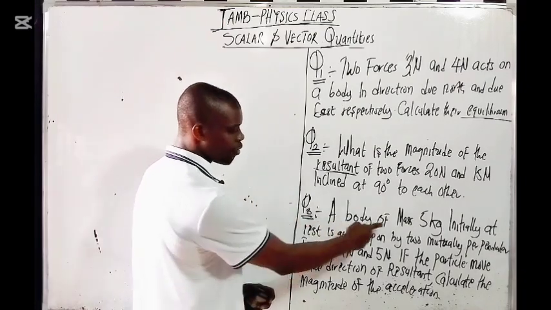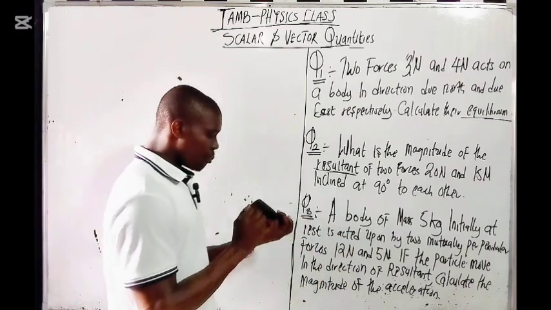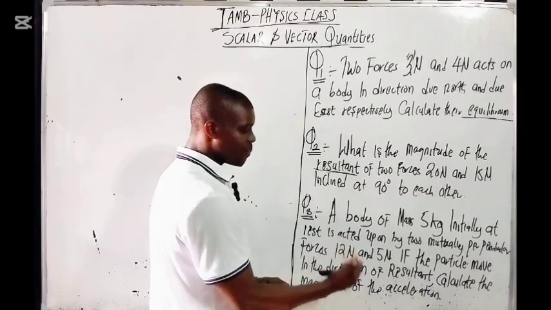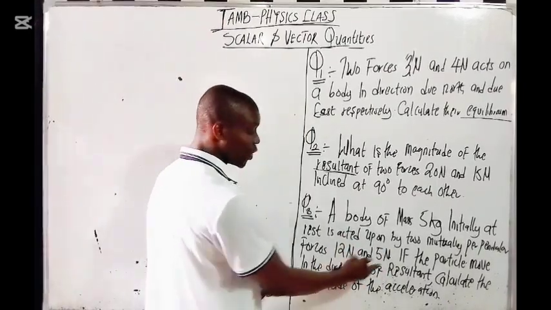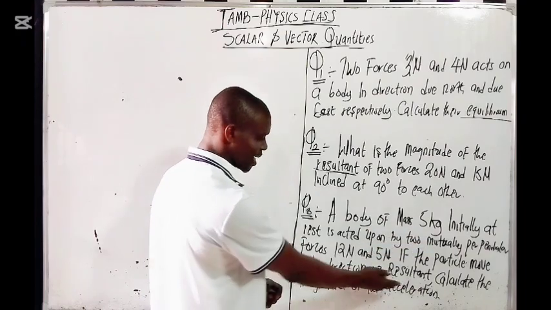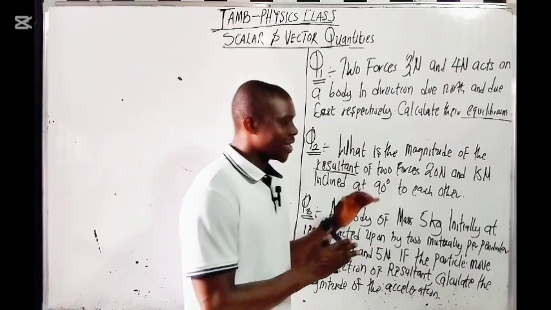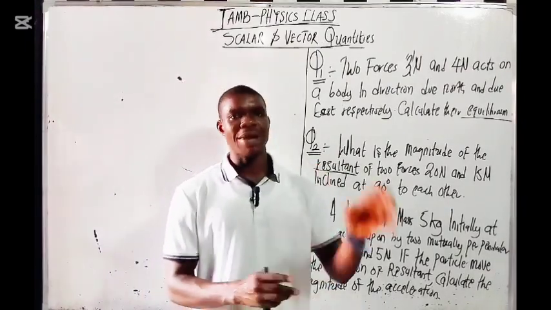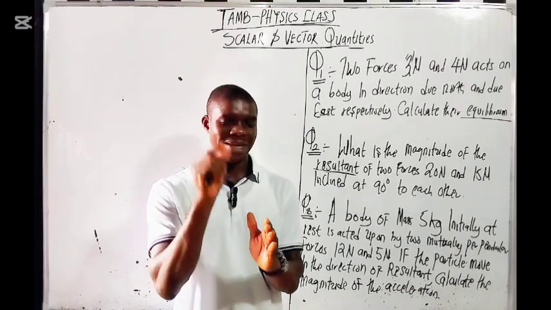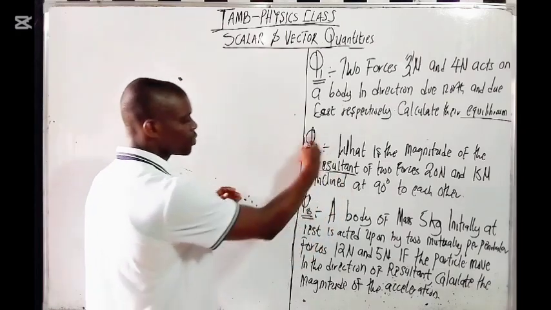A body of mass 5 kg initially at rest is acted upon by 2 mutually perpendicular forces, 12 newtons and 5 newtons. If the body moves in the direction of the horizontal force, calculate the magnitude of the acceleration. These are key questions you need to know and master because these questions are selected from JAMB past questions. You want to pay close attention to this type of question because you're going to see them in the exam. Now I'm going to start with one here because this is the easiest one.